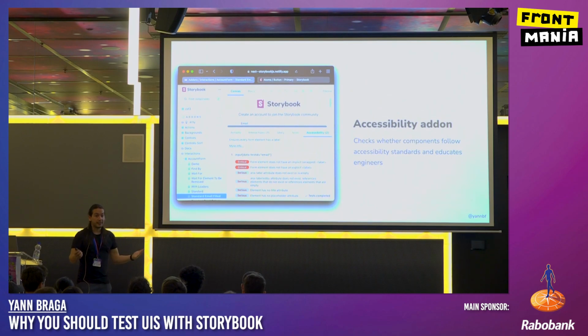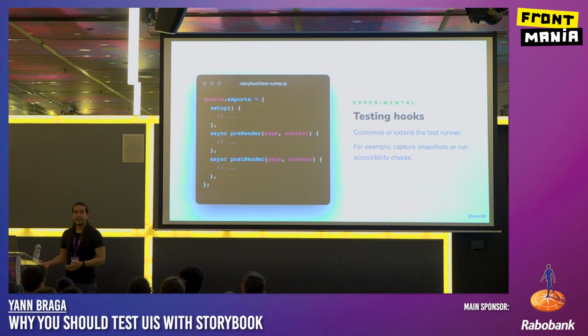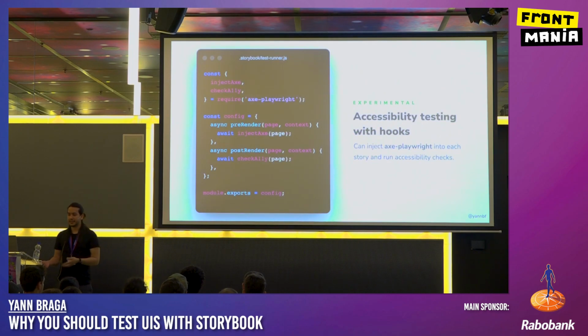Well, actually not, because the Storybook test runner contains some test hooks that allow you to do some extra stuff as you pre-render your story and after you post-render. So you can customize and extend the test runner to do pretty much anything you want. You could do snapshot testing, you could do accessibility testing, you could pretty much name it. And here's an example of accessibility testing using these hooks, where I use the Axe Playwright library.